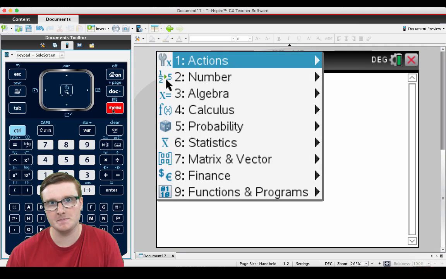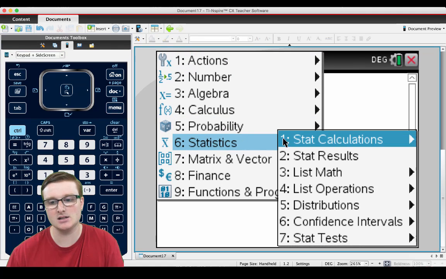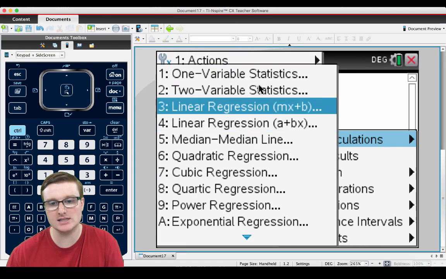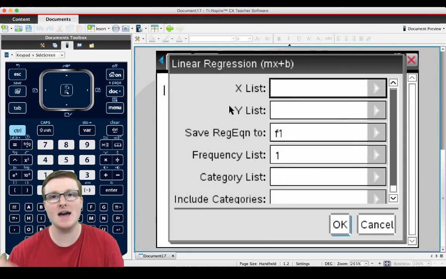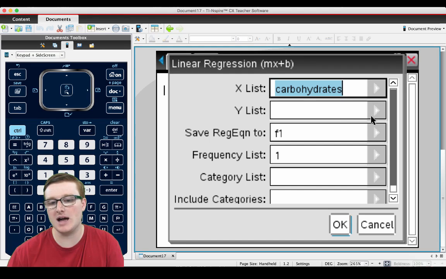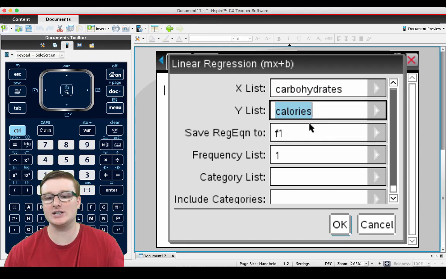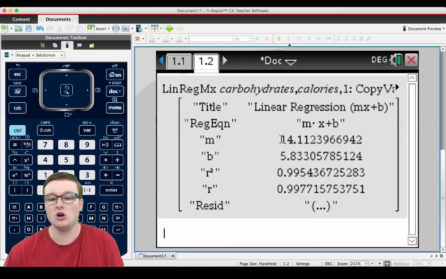Go to Menu, go down to Statistics, go to Stat Calculations, and then go to Linear Regression MX plus B. It doesn't matter which one you use. I know that there were two of them. It doesn't really matter. Your X list is your carbohydrates. Your Y list is your calories. Click OK. Okay, here we go.